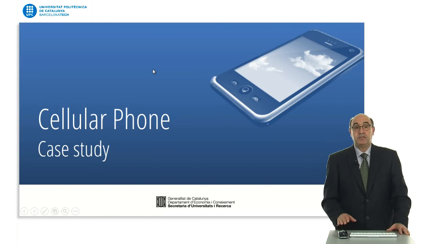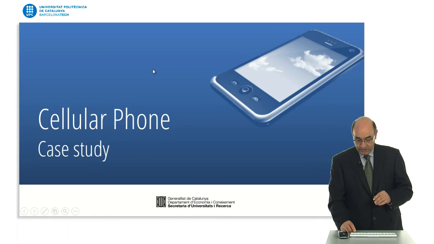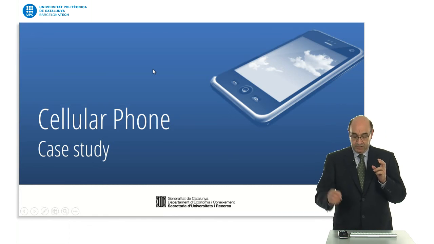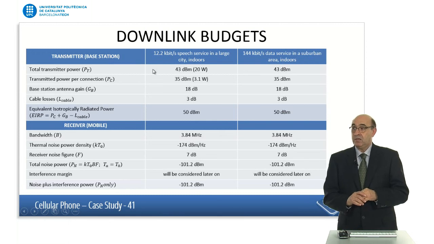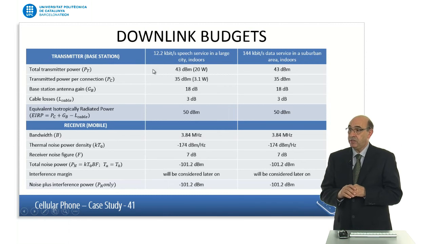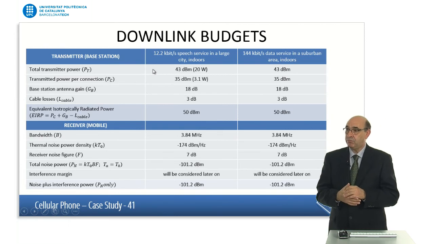To finish the study of the cell phone, now we are going to consider the downlink. That means when you are receiving the signal from a nearby base station. Okay? And we are going to change a little bit the parameters and the situation just to see more examples.